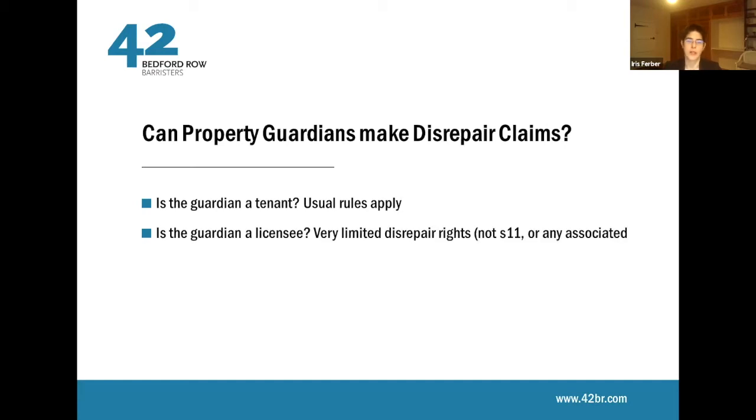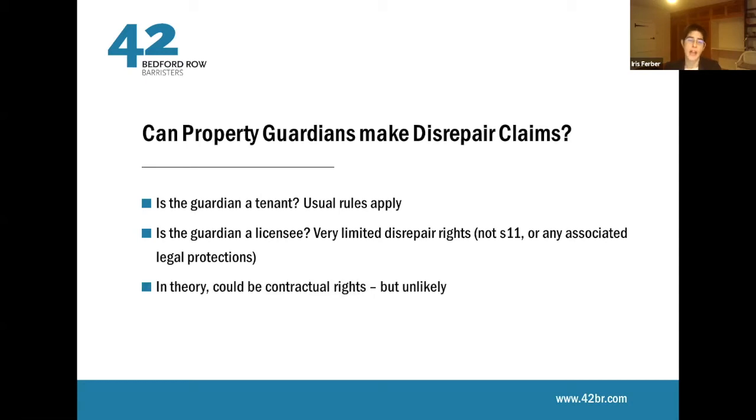Absolutely different in relation to licensees. Licensees have very, very limited disrepair rights. In fact, you could say, strictly speaking, they have no disrepair rights properly described. And they certainly don't have any rights under Section 11 or the Defective Premises Act or Fitness for Human Habitation legislation, because all of those depend on the definition of tenancy in Section 13 of the Landlord and Tenant Act 1985, and a license is not within the definition of tenancy under Section 13 of the 1985 Act.